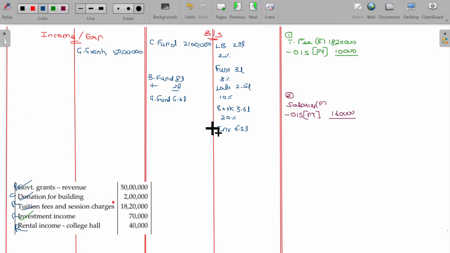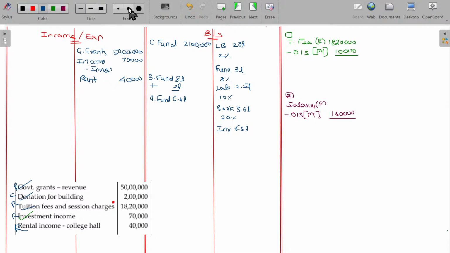And investment income. Investment income is a general one. So income from investment, this value being 70,000. Rental income also revenue receipt. So rent, simply rent, 40,000 rupees, rent received.